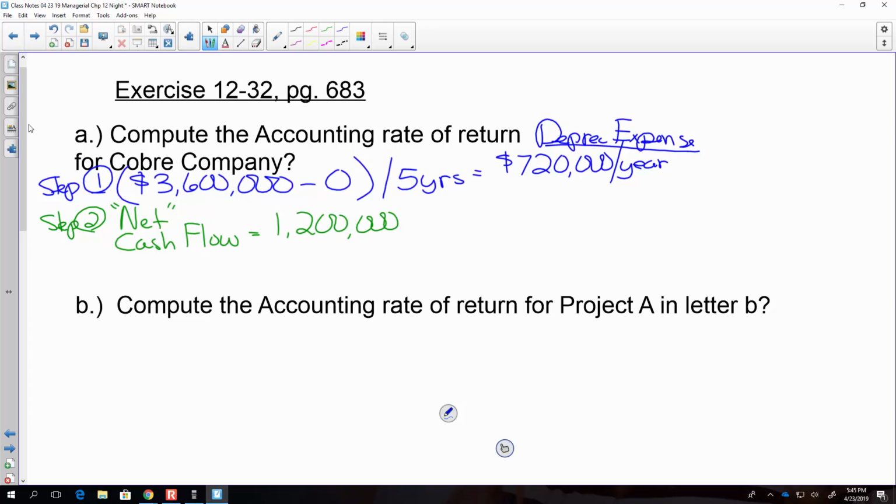But for accounting rate of return, I don't want to use my net cash flow. I want to use my net income. So what do I have to do now? Basically subtract the depreciation expense, 720. And that should leave me with 480,000. The 480,000 is equal to my net income.